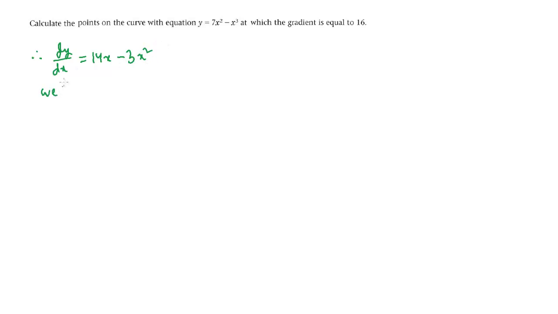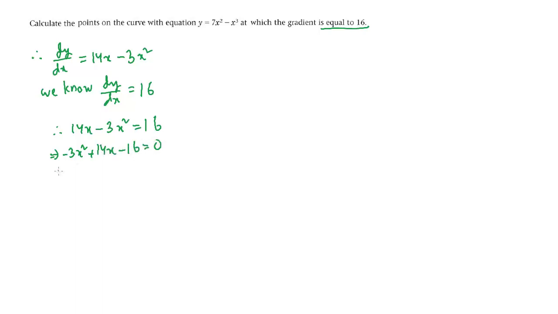Now given dy by dx, or the gradient, is equal to 16. So now we know that the gradient is equal to 16. Therefore the expression for the gradient, which is 14x minus 3x squared, equals 16. So we can write minus 3x squared plus 14x minus 16 equals 0. So what we can do is we can multiply by a negative sign. We can write 3x squared minus 14x plus 16 equals 0.